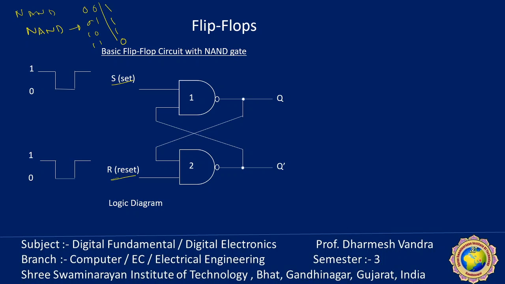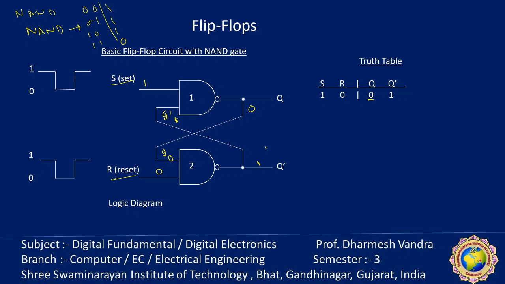Okay, according to it, we have to consider the first condition: set is 1 and reset is 0. And here it is Q and Q dash. If any one input is 0, the result is 1, and this one goes to here. At Q dash, 1 and 1, the result is 0. Both are 0 and 0, remains the same. So finally we get Q equal to 0 and Q dash equal to 1.